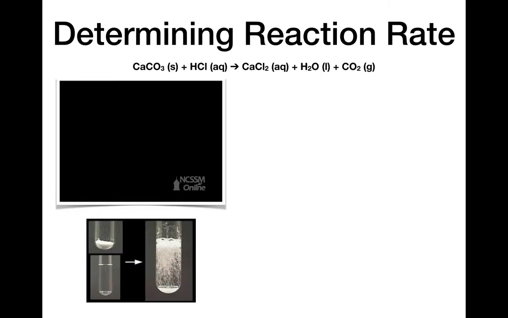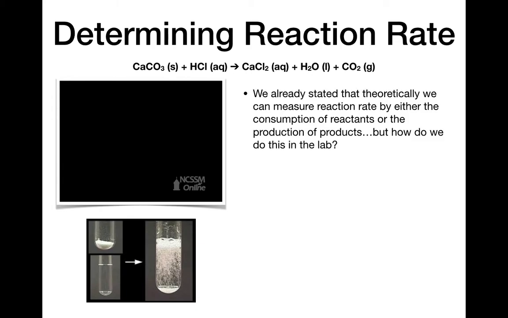Okay, so now we know about reaction rates. How can we actually calculate reaction rate? Well, we're going to talk about one specific example here to analyze this. So we already talked about that in theory, the way you can do this is you can measure either the consumption rate of the reactants or the production rate of the products. But how in a lab will we actually do this?